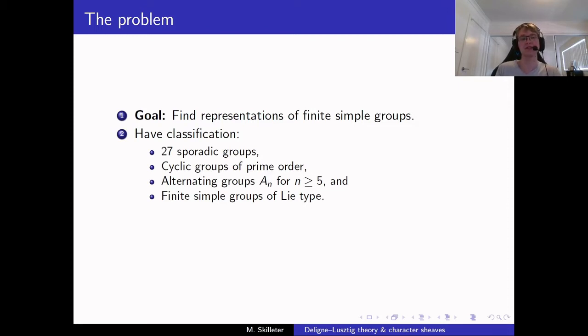So one approach to this problem is to construct the representations of the sporadic groups and the cyclic groups and the alternating groups using ad hoc methods, and then we could try and treat the representations of the finite simple groups of Lie type together. So in this talk, we're going to be interested in understanding the representations of finite groups of Lie type.